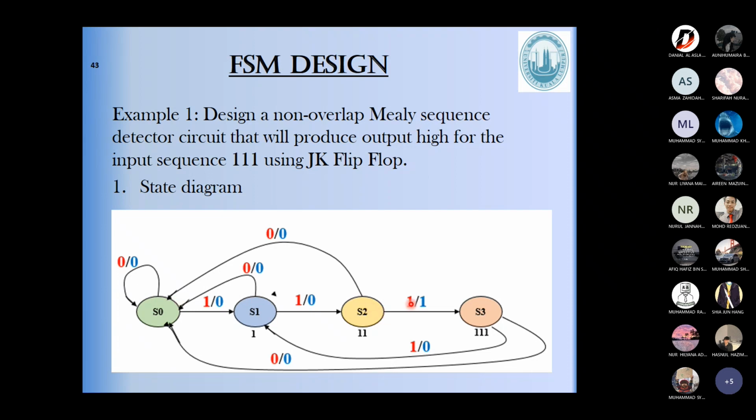State 2, dia dah jumpa 1 dan dia boleh jumpa kosong. So, bila jumpa kosong, dia tak boleh pergi S3 sebab S3 jumpa 1. Dia tak boleh self arc kepada S2 sebab S1 pergi ke S2 bila jumpa 1. And then it cannot go back to S1 because S1, you need to go to S1 if you found 1 as the input. Proven by state 0. State 0 jumpa 1, pergi S1.